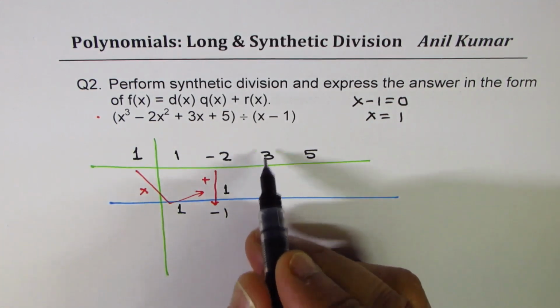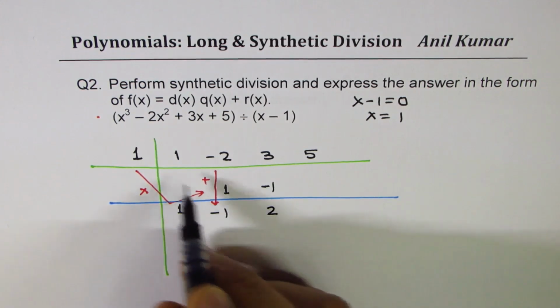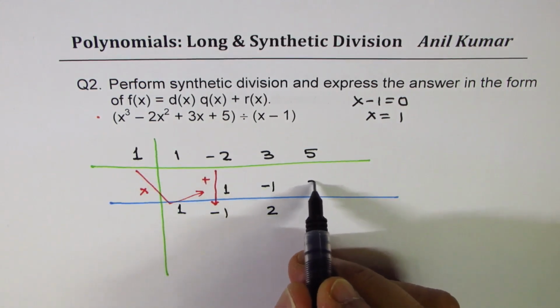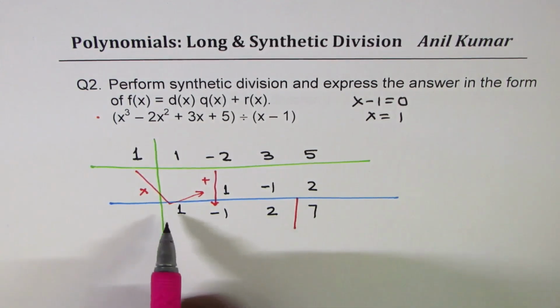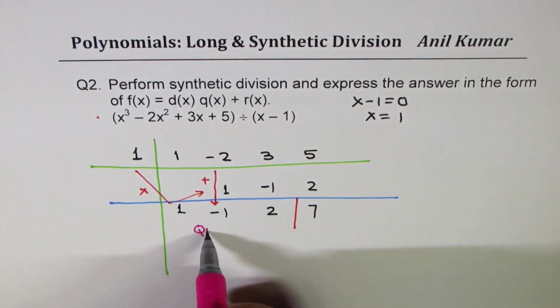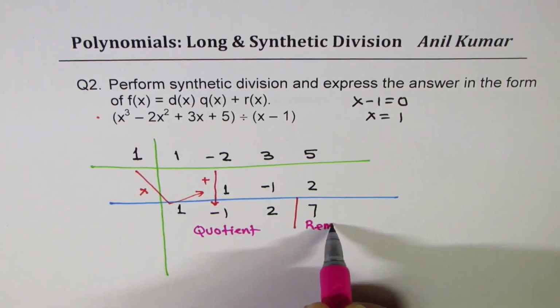Multiplying, we get minus 1 here. Adding will give us 2. And multiplying will give us 2 here. Adding gives us 7. So 7 becomes the remainder for the given case. So that is the remainder, right? This is the remainder. So remember, when you do synthetic division, what you get here is the quotient. So this is the quotient part. And that is the remainder.